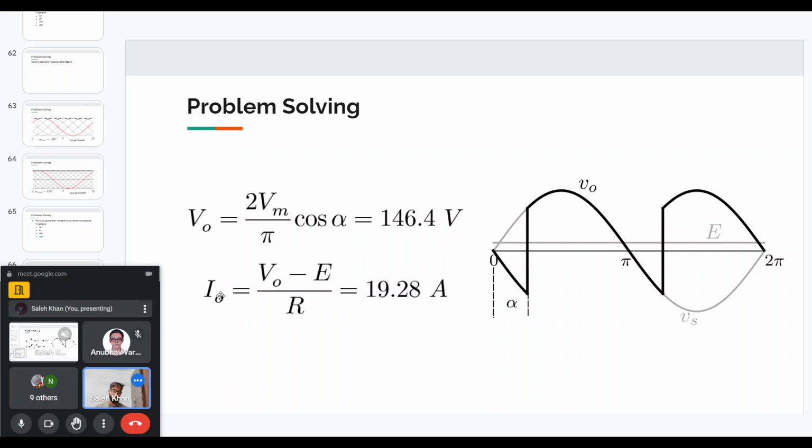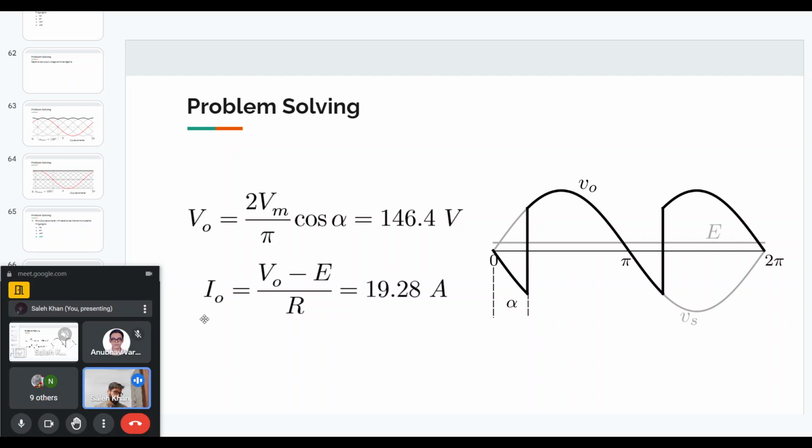And also, because of the E voltage, it can have an effect: the output voltage itself can also reduce. If the output voltage reduces, then the current will further reduce. But overall, it will just change the source current, because the source voltage, of course, cannot change.